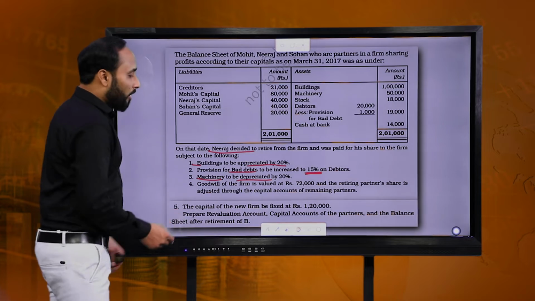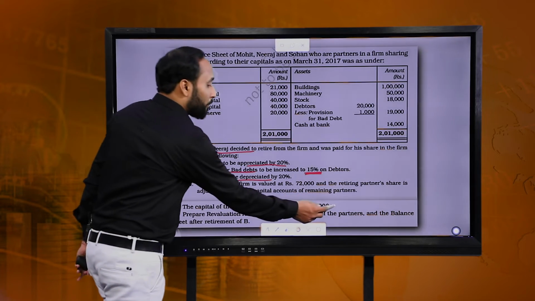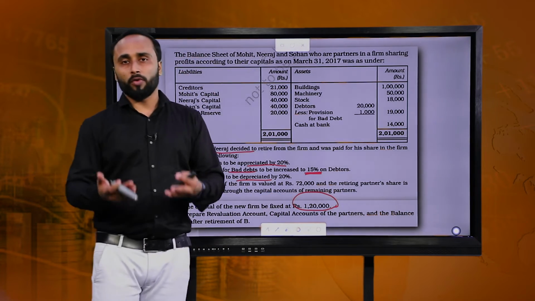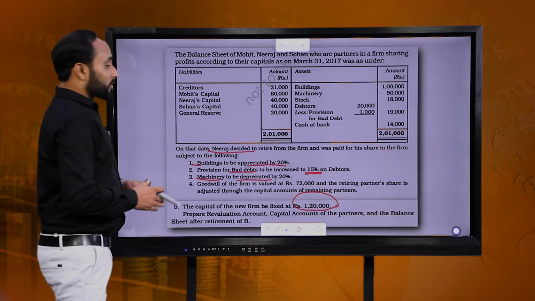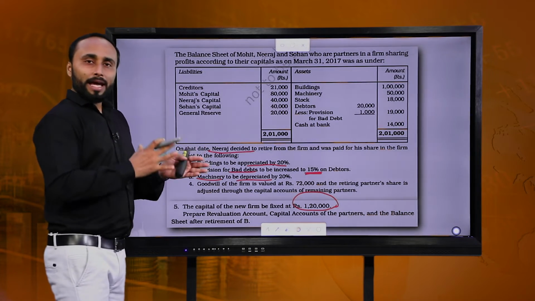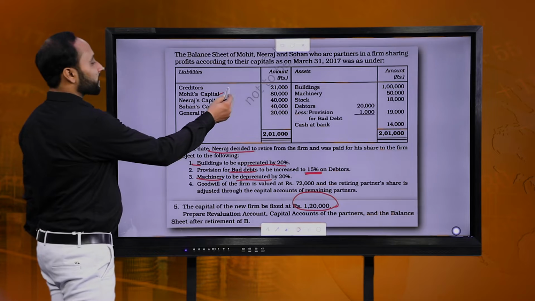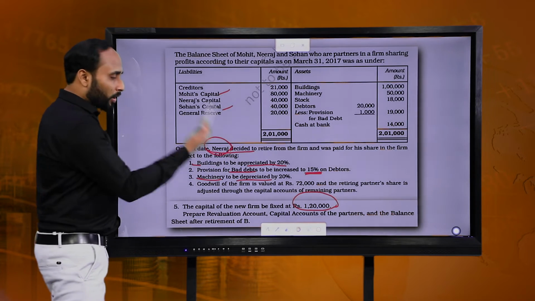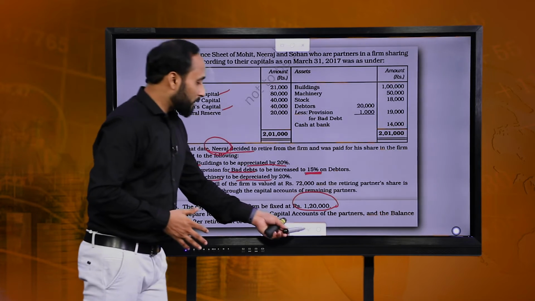Then the capital of the new firm is fixed at 120. The remaining partners have decided that going forward in the new firm, the total capital will be 120, right? So this 120 will obviously be adjusted among the remaining partners, which are Mohit and Sohan, because Neeraj is getting retired. So we'll look at that once we are preparing the capital account. Let us first prepare the revaluation account.